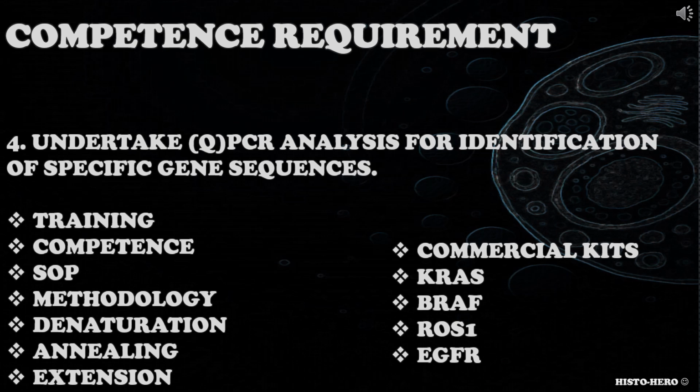The fourth competence requirement is for you to undertake qPCR analysis for identification of specific gene sequences. How would you undertake qPCR analysis for identification of specific gene sequences? Consider your training and competence, SOPs, methodology used, sample preparation, denaturation, annealing, extension, commercial kits available.